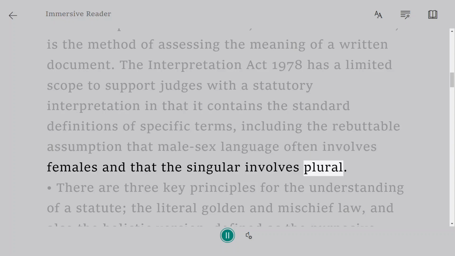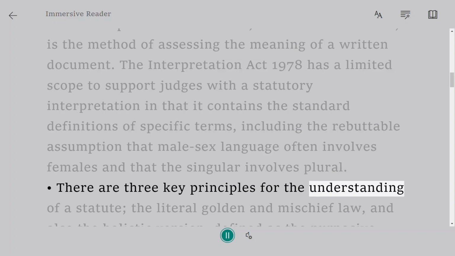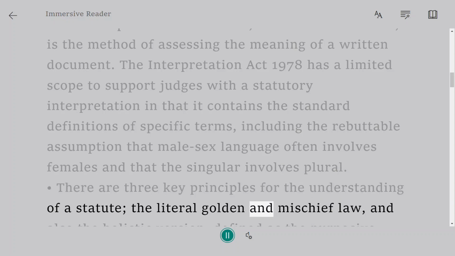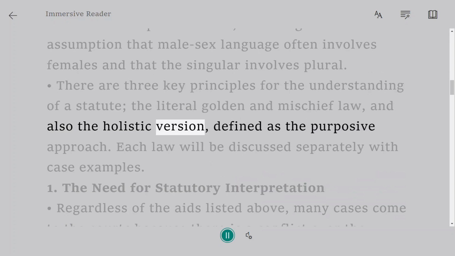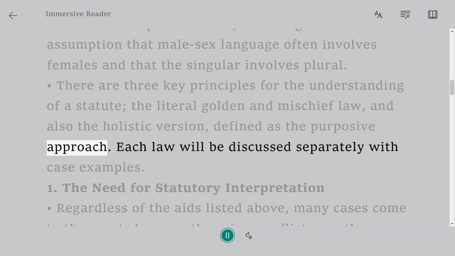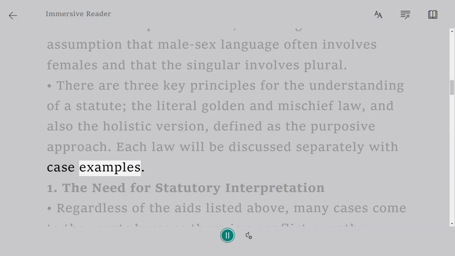There are three key principles for the understanding of a statute: the literal, golden and mischief rules, and also the holistic version, defined as the purposive approach. Each rule will be discussed separately with case examples.